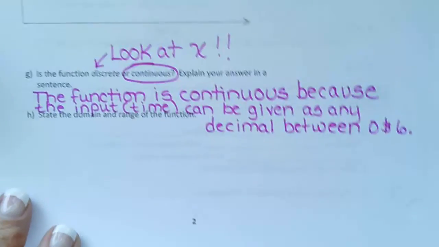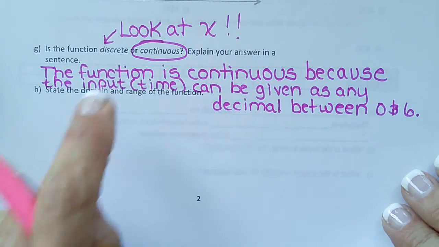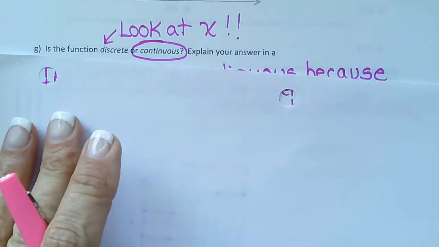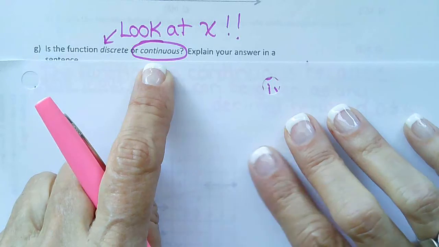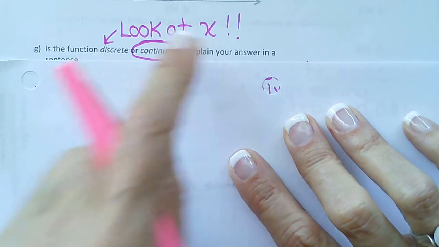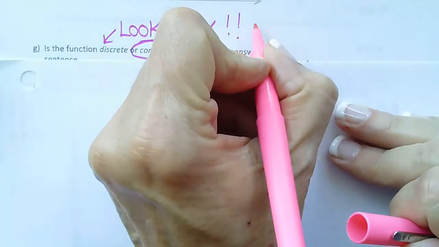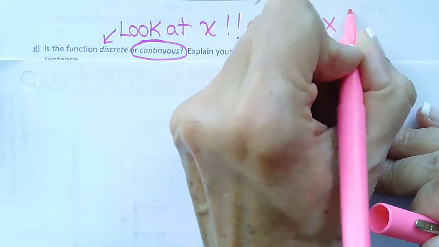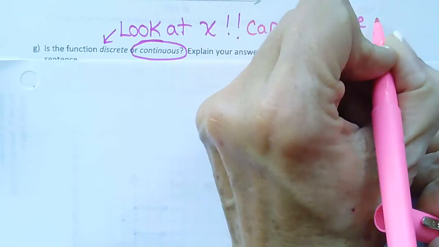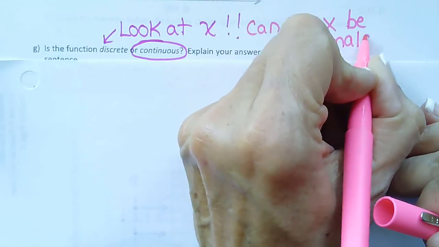So we're not going to do the table, but I do want to answer these last 2 questions. Hopefully we have time here. So is the function discrete or continuous? I wrote that little note there. Remember, when you're looking for which one, you look at the X and ask yourself, can the X be fractions or decimals? That's what you ask yourself.